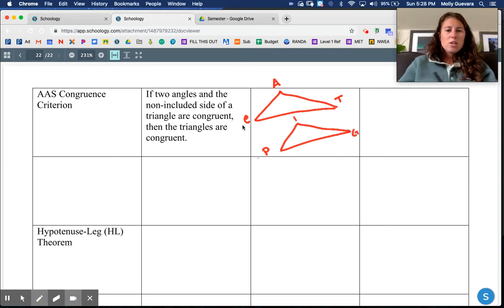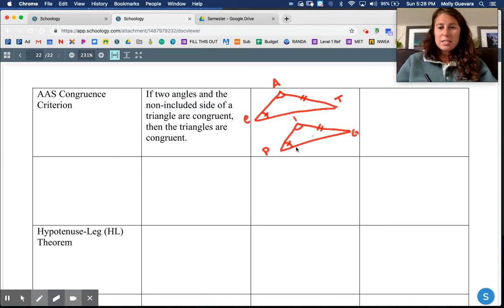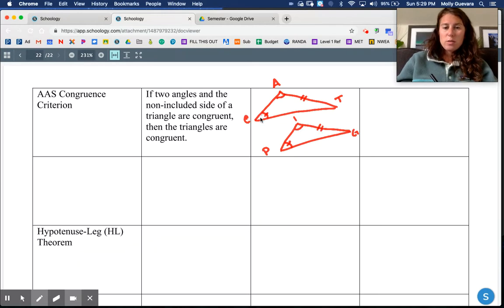Let's do CAT again, and then let's do PIG. So now if I know two angles, let's say that I know A and I are the same, and then let's say I know that C and P are the same. So two angles, and now it's the non-included side, a side not between. So I can say AT is congruent to IG. Do you see how this side is not between the two angles? Now we would use angle, angle, side, right? You see one angle, then another angle, then the side. So now I can say that triangle CAT is congruent to triangle PIG by angle, angle, side congruency.